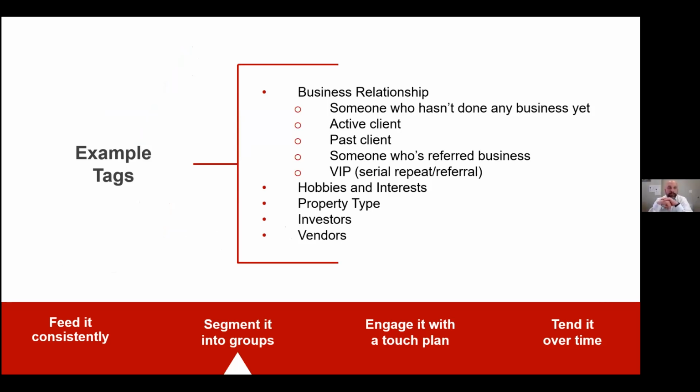Where are some of these tags that we were talking about earlier? Relationship tag, someone who hasn't done any business yet. Activity: active client, past client, someone who's referred somebody to you. And again, this is something you want to keep. You want to keep the referrals in there as well. Who referred them to you? Because just imagine that. You refer a client to me, and then I call that client, take care of that client, and then I call you back and say, hey, you know what?